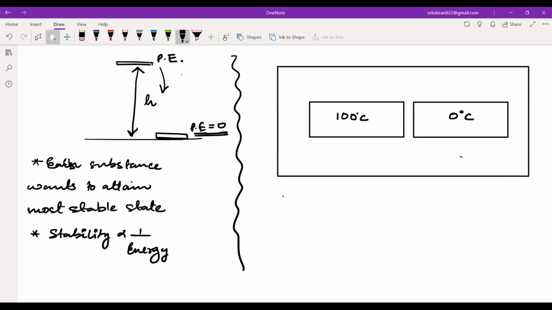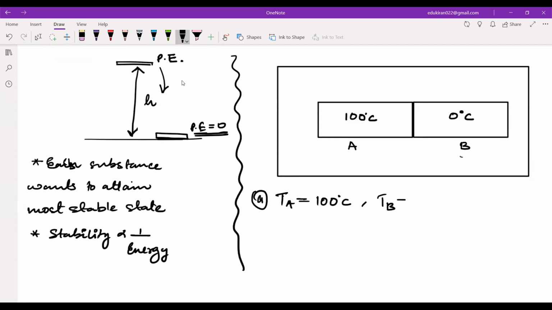Now I want to ask you what is going to happen if I make both of these blocks touch each other. So they are touching each other. This is block A, this is block B. So after a long time, what will be the case? What do you think?